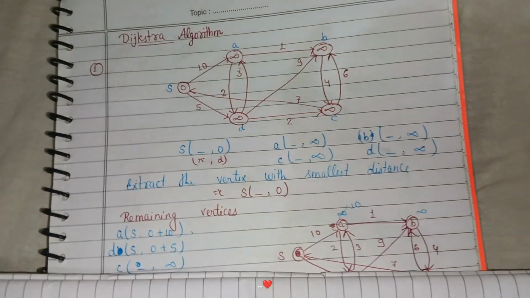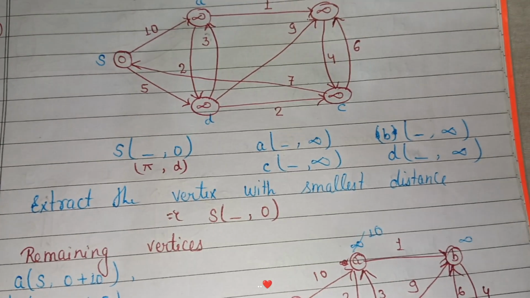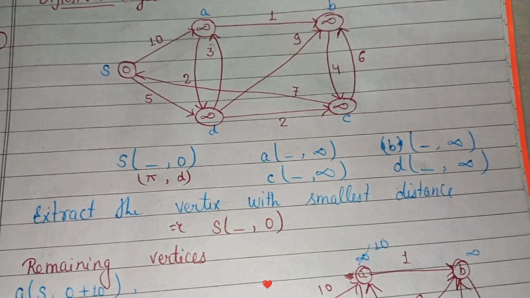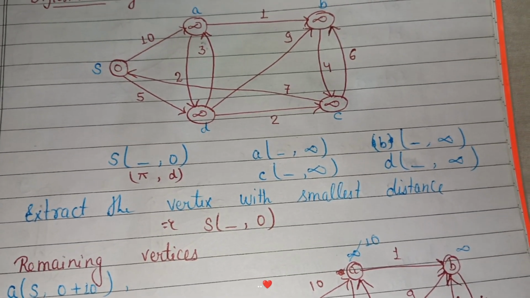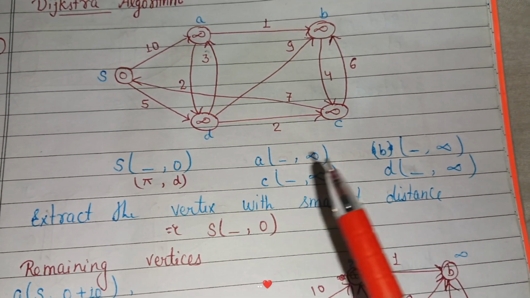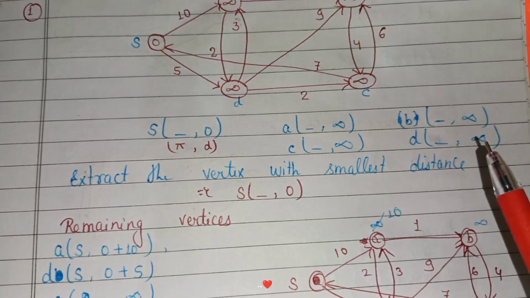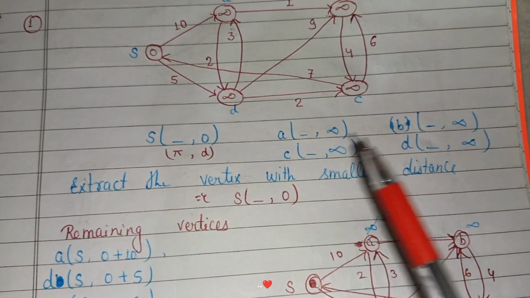Now we begin Dijkstra's algorithm. First step is initialization. Distance of source S is set to 0 because the distance from S to itself is 0. Distance of all other vertices is set to infinity. We also maintain the parent of each vertex, which is initially null.